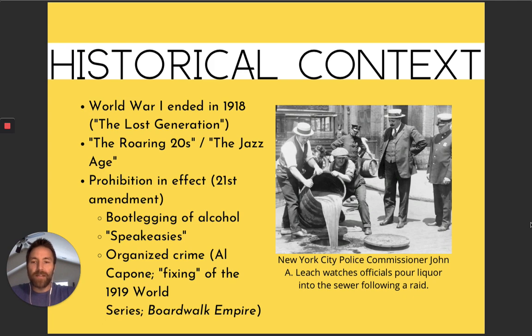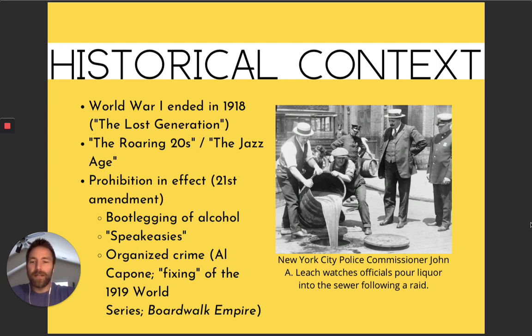So speakeasies came into existence, and these were kind of like bars or establishments, whatever you want to say, where illegal alcohol was sold. There's a lot of organized crime. Anytime you make something illegal, there's going to be organized crime coming in and trying to produce that for people. So Al Capone was around in the 1920s. John Dillinger, Bonnie and Clyde. There's a lot more organized crime going on.